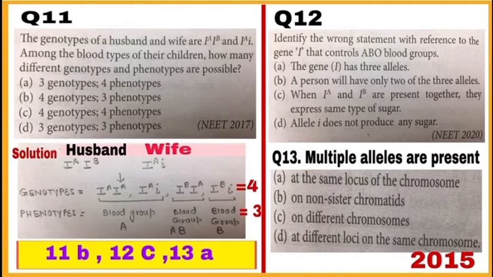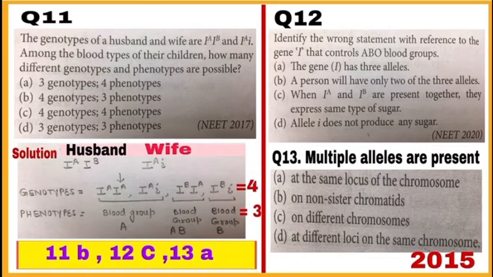Mark B. Question 12. Identify the wrong statement with reference to the gene I that controls ABO blood groups. Statement A. The gene I has 3 alleles. This is a correct statement. Statement B. A person will have only 2 of the 3 alleles. This is also correct. Statement C. When IA and IB are present together, they express the same type of sugar. No, this is the wrong statement. When both IA and IB are present, then they express their own types of sugar because of co-dominance.